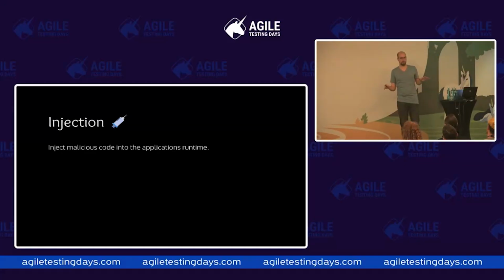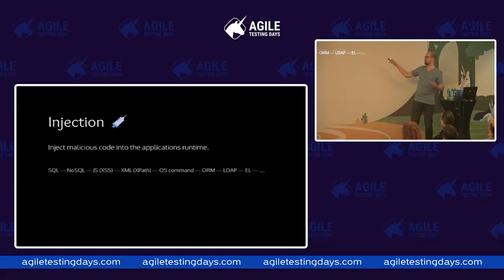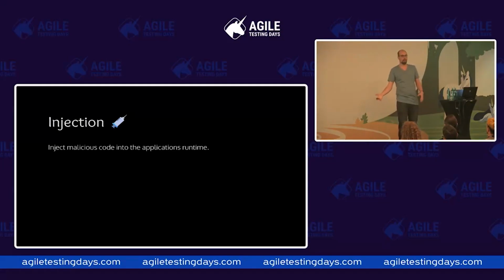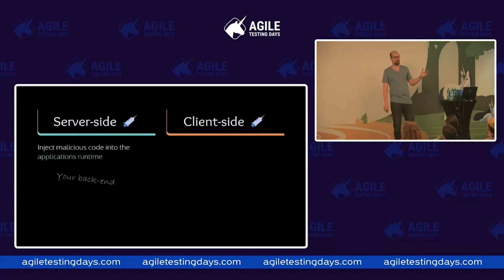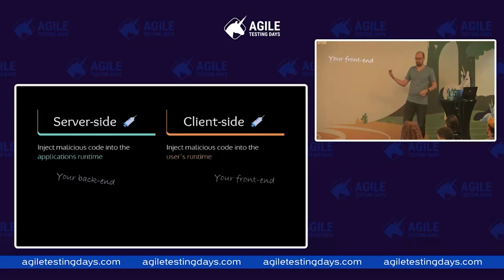There are many forms of injection attacks, it all depends on the technology. SQL, NoSQL, whatever, it all doesn't matter. If there's a technology that can be exploited, there's probably an injection attack for it. But practically speaking, it's easier to think about it in 2 categories: server-side injection and client-side. Server-side is about injecting malicious code into the application's runtime, that is your backend. And client-side is about injecting it into the user's runtime, that is your front end, and it runs on your user's machine.